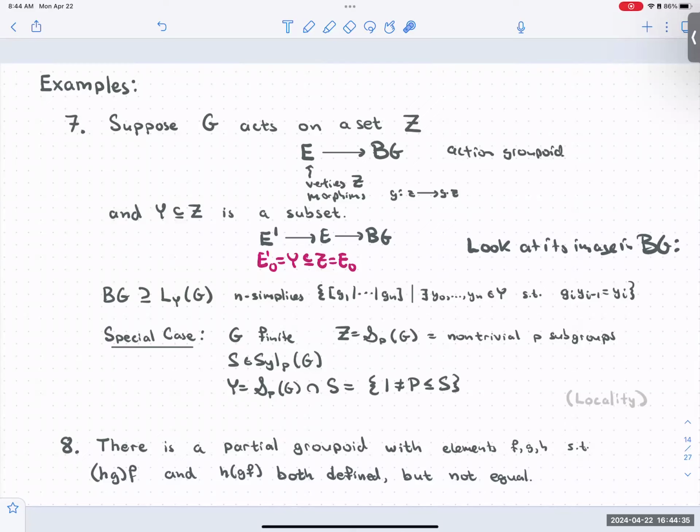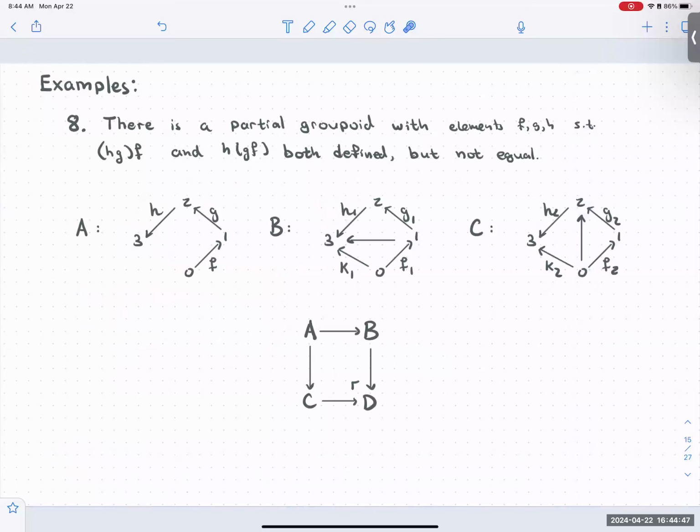So there is a partial groupoid with elements like this. So both ways of multiplying are defined, but they're not equal. So a kind of non-associativity. And this is just done by construction. So you can do this with gluing constructions with these upsilon 2s.